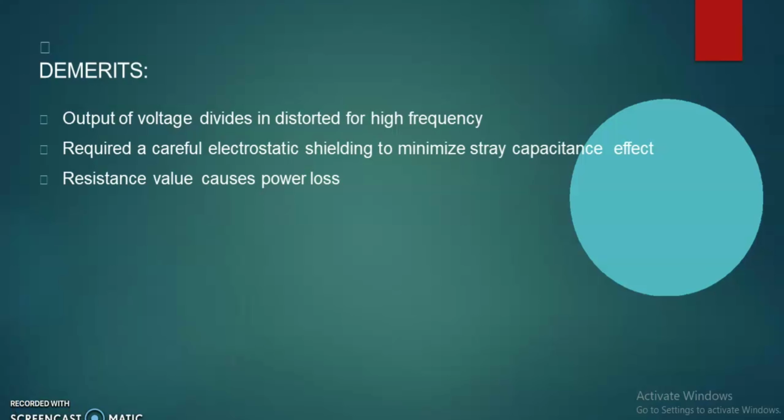Now, in this parallel universe, every merit has its demerit. The demerits of the resistive potential divider are that the resistive value R causes power loss and the output voltage is distorted for high frequency, and it requires very careful electrostatic shielding to minimize the effect of stray capacitance. Thank you.